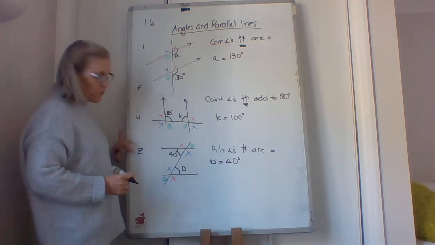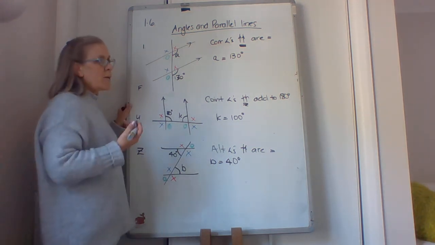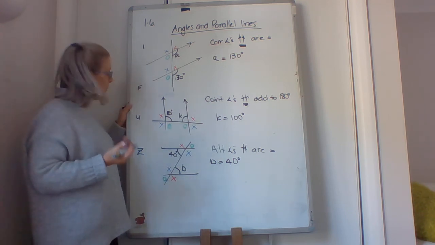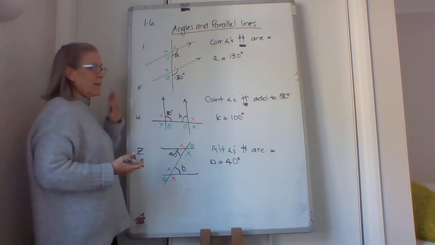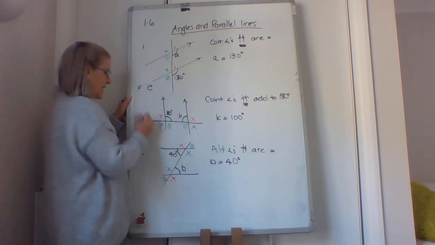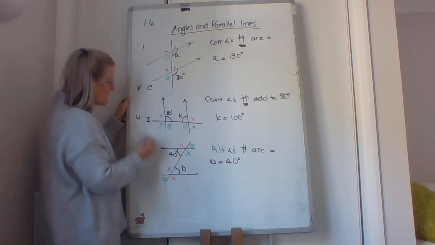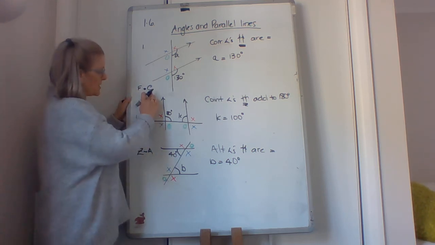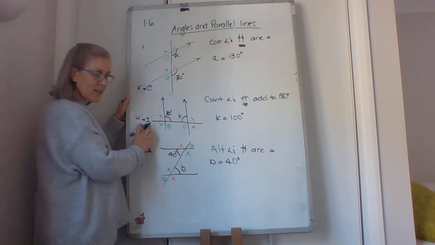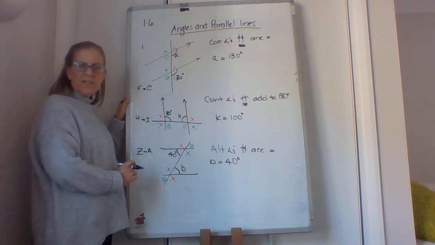Now I'm going to tell you a story about FUZ. When I was a kid, the police were called not Popo or any of the things they're called nowadays. They were called the Fuzz. And in America, that linked to the CIA. So we learned that F went to corresponding, U went to interior, and Z went to alternate. So that's what we used to use.